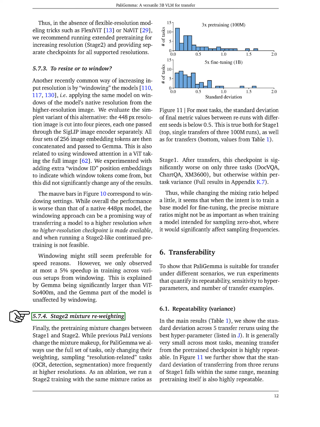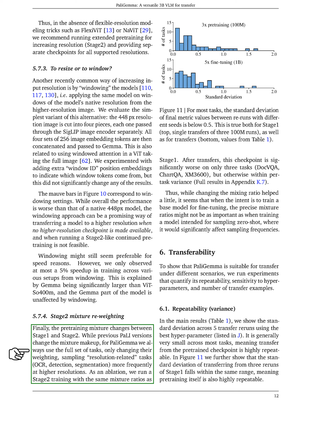Section: Stage 2 Mixture Reweighting. In this section, we discuss the Stage 2 mixture reweighting process. We observed changes in the pre-training mixture between Stage 1 and Stage 2. Unlike previous versions, PaliGemma always uses the full set of tasks but adjusts their weighting, giving more importance to tasks related to higher resolutions like OCR, detection, and segmentation.